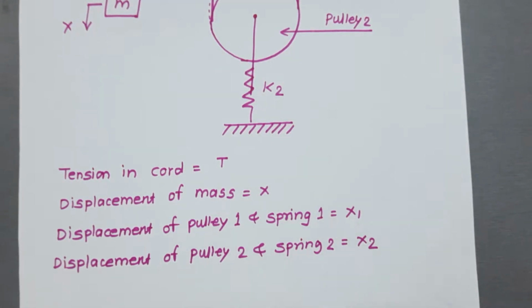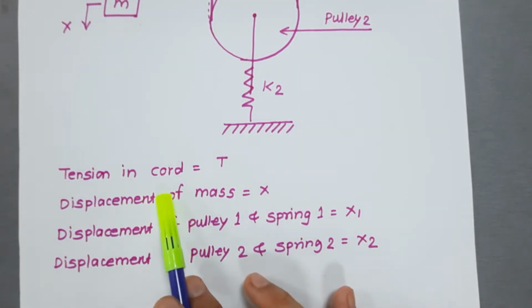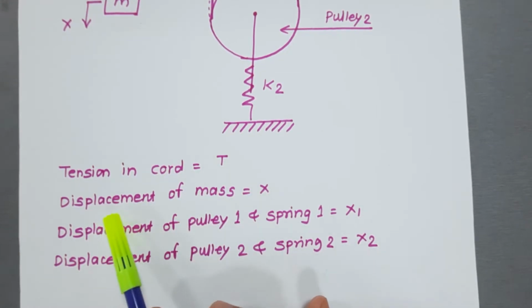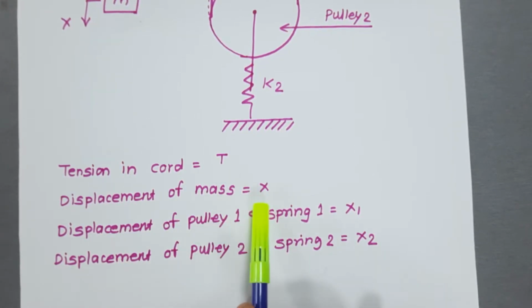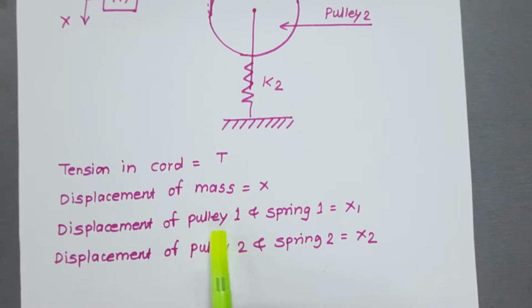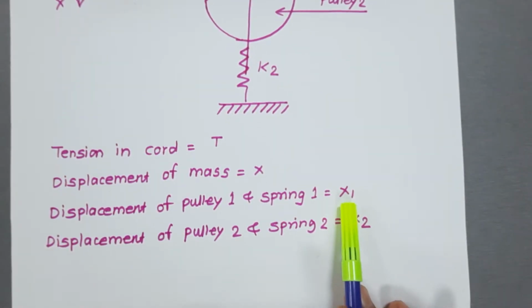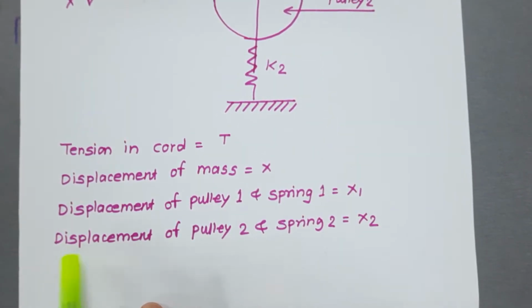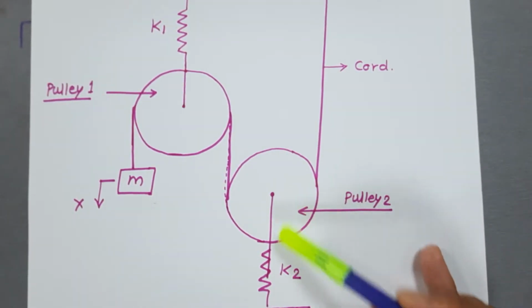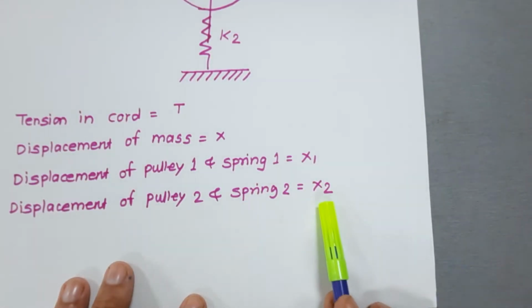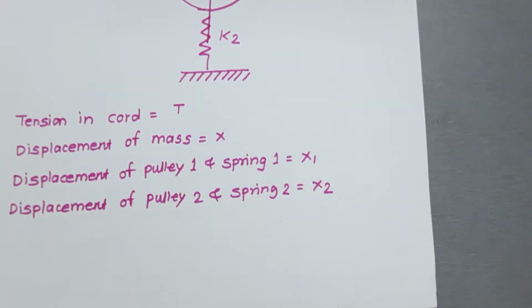Now we will take the tension in the cord as T, the displacement of mass as X, and the displacement of pulley 1 and spring 1 as X1. Then the displacement of pulley 2 and spring 2 we will take as X2. So these are the given things in the problem. So this is the numerical. Now we will solve it.